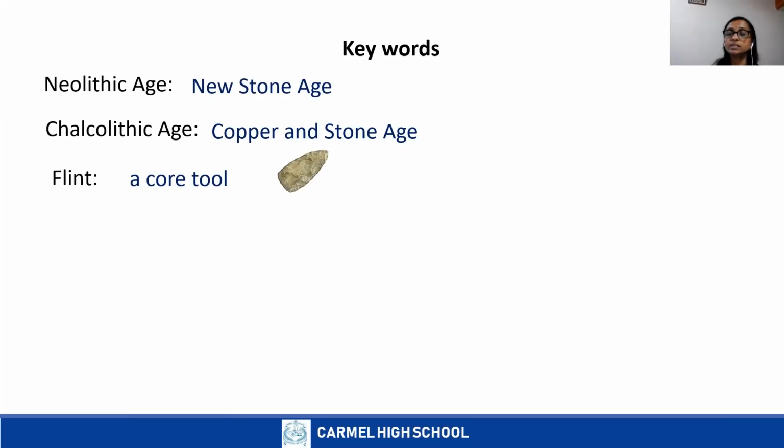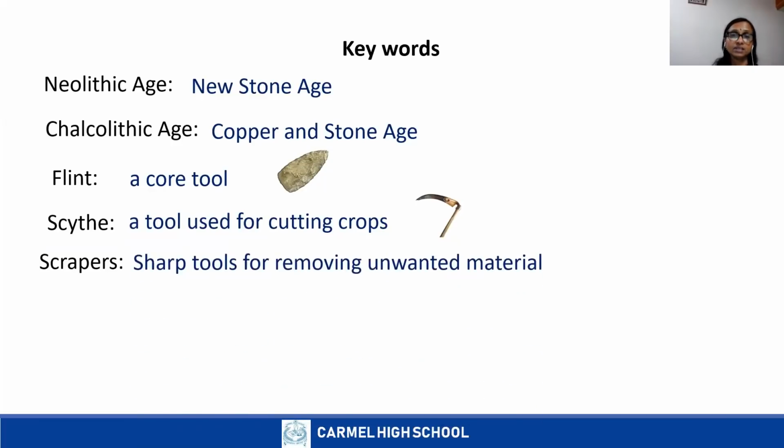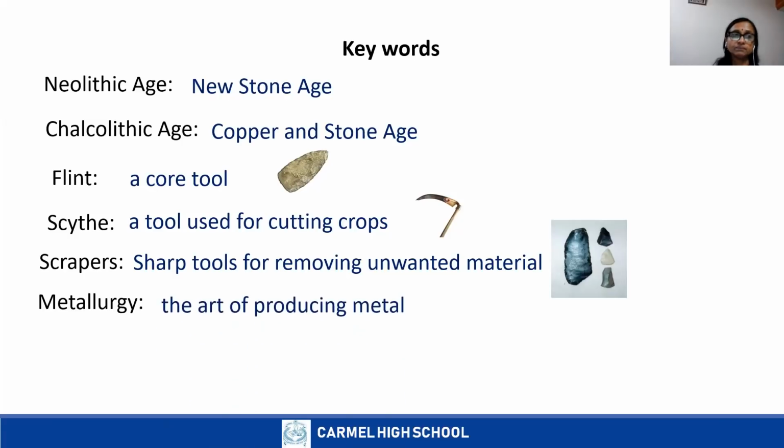Now next is the tool for agriculture. That is the scythe. It means a tool used for cutting crops, harvesting. See the picture. Now scraper. A scraper is a sharp, blade-like tool to remove unwanted materials. Next one, in the previous class we learned about the blade. Now metallurgy. Metallurgy is the art of producing metal.